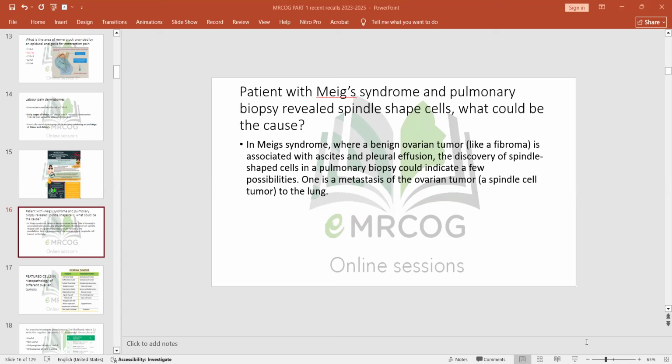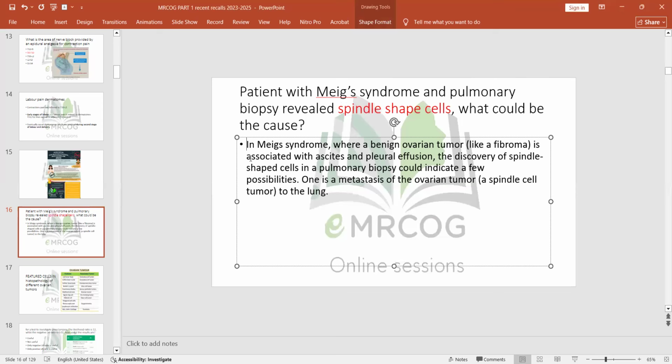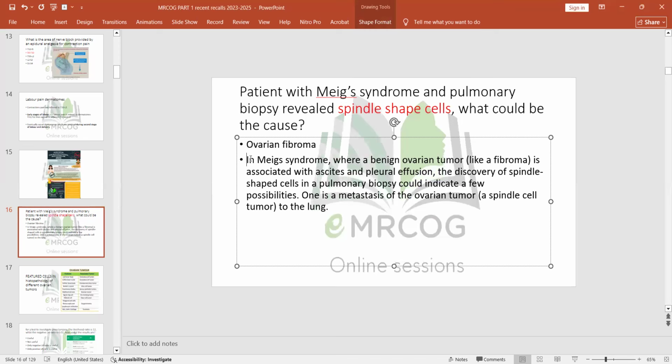I don't think they mentioned a specific type of ovarian cancer, but anyway, exactly, pleural effusion, ascites, and the evidence of ovarian cancer. So here, they mentioned that the pulmonary biopsy revealed spindle-shaped cells. Okay, spindle-shaped cells is one of the cells that are very famous in pathology, which means usually this is ovarian fibroma. And this is what I need to know. That's it. But definitely it's an ovarian cancer.